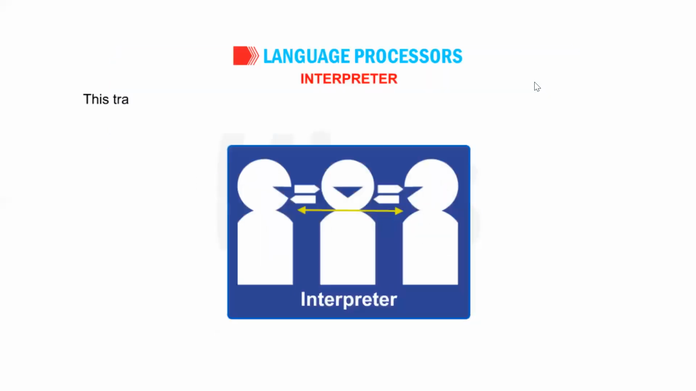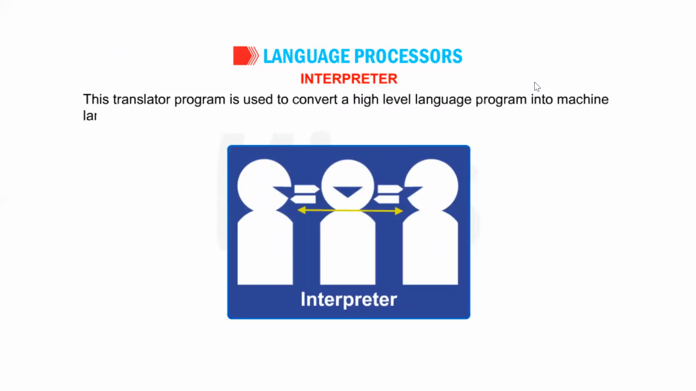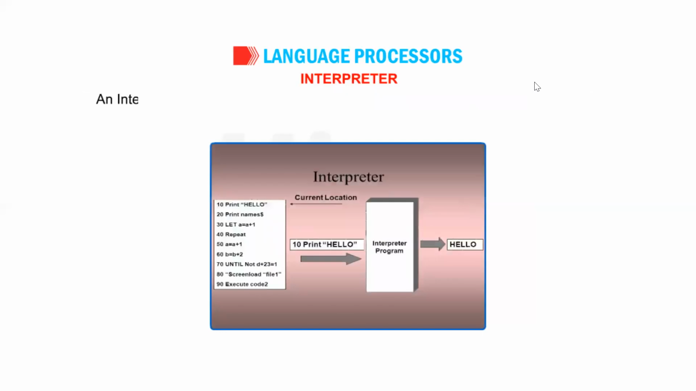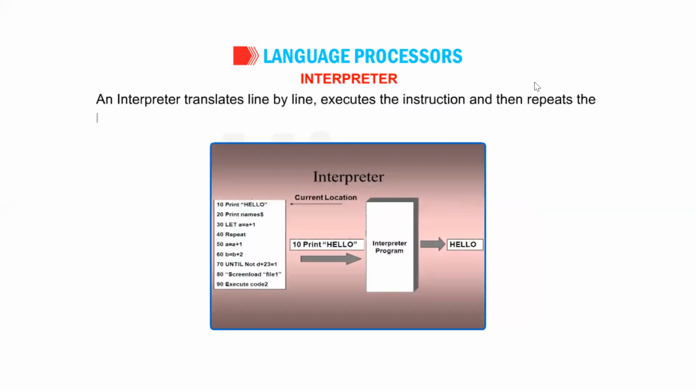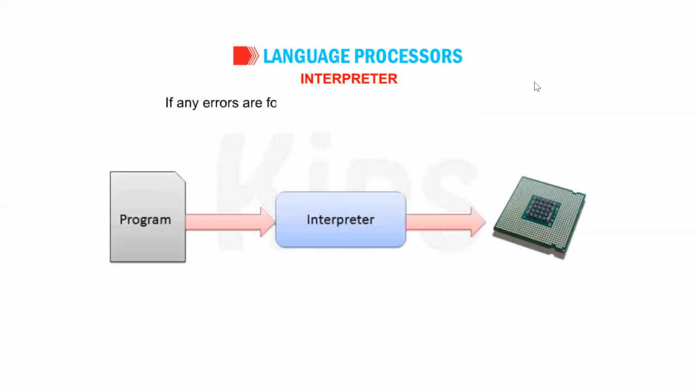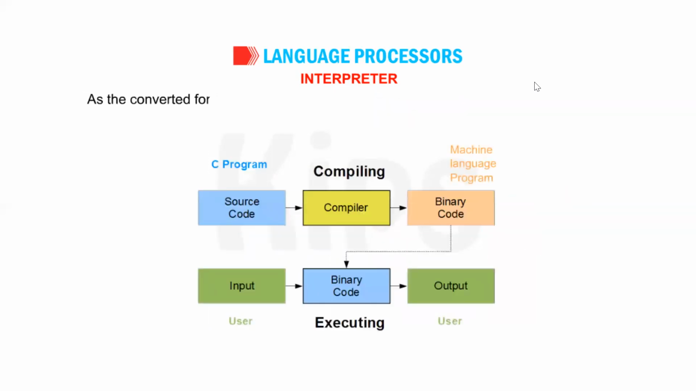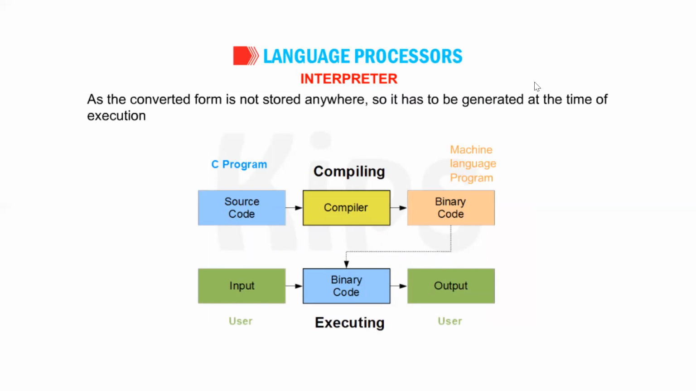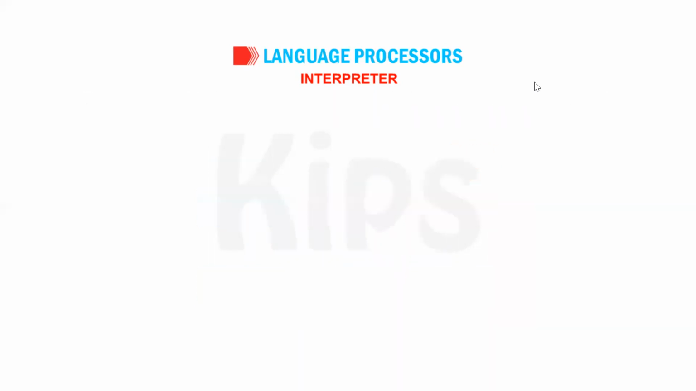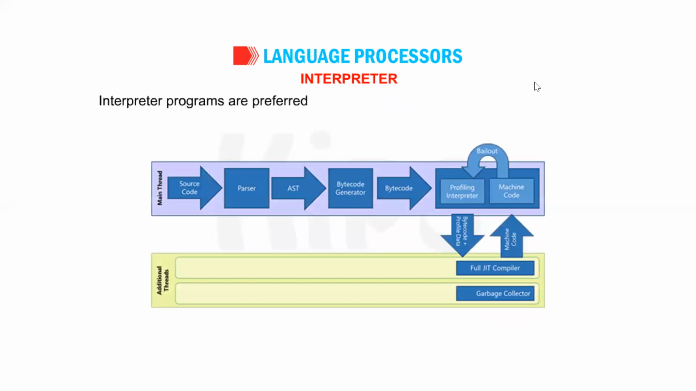Interpreter. This translator program is used to convert a high-level language program into machine language. An interpreter translates line by line, executes the instruction and then repeats the procedure for the remaining instructions. If any errors are found, they are to be removed immediately. As the converted form is not stored anywhere, it has to be generated at the time of execution of a program. Interpreter programs are preferred for beginners and are slow in execution speed.